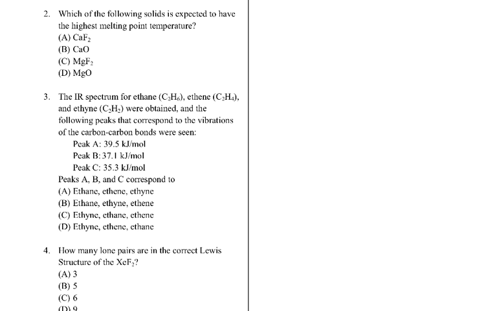2, which of the following solids is expected to have the highest melting point? For ionic compounds, we're talking about Coulomb's law, and Coulomb's law is Q1 Q2 over d squared. So it's really the force equals k times all that stuff, but it's charge and distance. So which of these is expected to have the highest melting point? It means the strongest interaction between them.